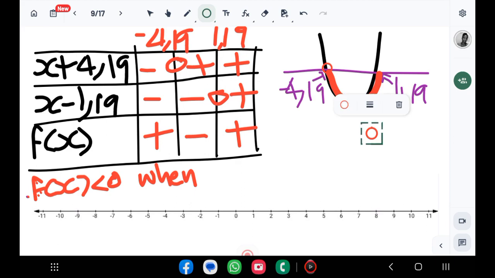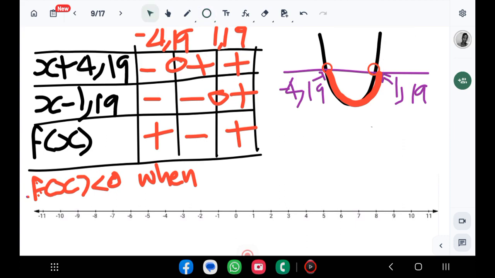Does not include the points. So the points there, the critical values are not included in this solution. Okay, let me try and minimize that. Let me make it smaller. Okay, let's take it there. Alright, so the critical values are not included.